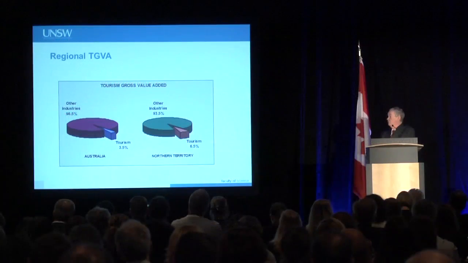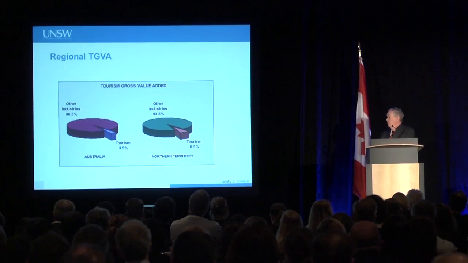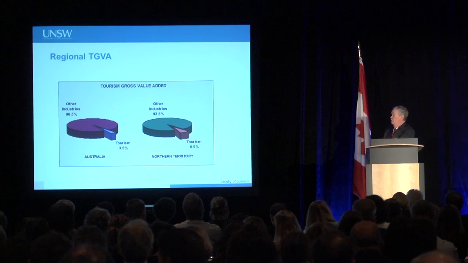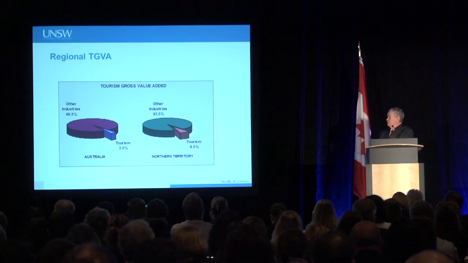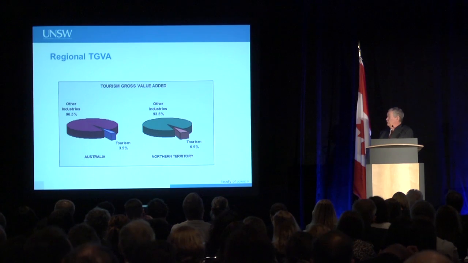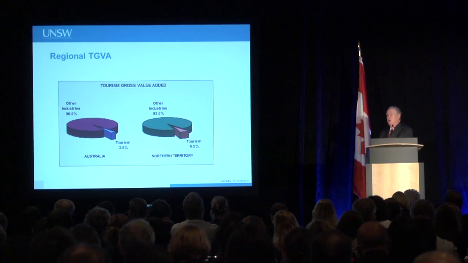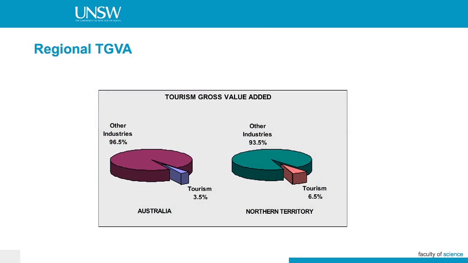These are some displays we've developed for Australia. My team has developed these tourism satellite accounts for all states and territories in the nation. That's an example there, the Northern Territory. Displays like that tell us that for Australia as a whole, tourism contributes 3.5% to gross value added for the whole nation. But for the Northern Territory, it's much higher, it's 6.5%. So authorities in the Northern Territory look at such displays and understand the importance of tourism in their jurisdiction as compared to the nation.